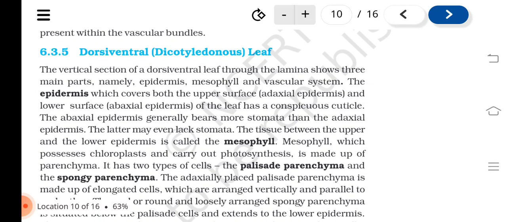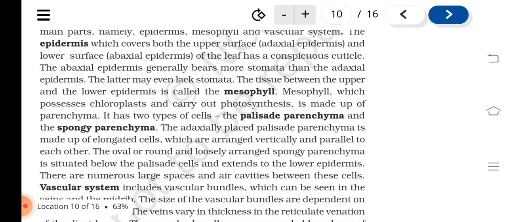Now, the dorsiventral or dicotyledonous leaf. The vertical section of a dorsiventral leaf through the lamina shows 3 main parts, namely epidermis, mesophyll and vascular system. The epidermis, which covers both the upper surface, or adaxial epidermis, and lower surface, abaxial epidermis, of the leaf, has a conspicuous cuticle. The abaxial epidermis generally bears more stomata than the adaxial epidermis. The latter may even lack stomata.